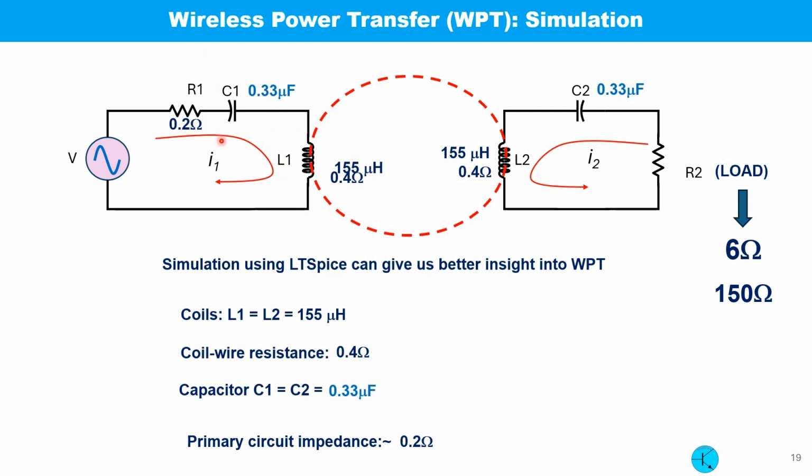I am using C1 of 0.33 microfarad, and the circuit resistance, or the other wiring resistance, I consider to be 0.2 ohm. On the secondary side, for the load resistance, I use two types of loads, 6 ohm and 150 ohm. Capacitance is the same as that of the primary one, 0.33 microfarad, and the coil inductance is 155 microhenry and its resistance is 0.4 ohm.